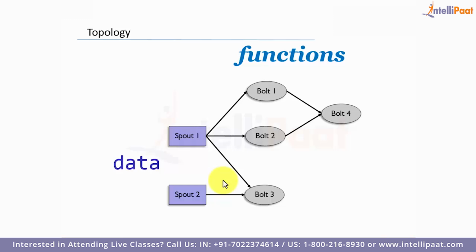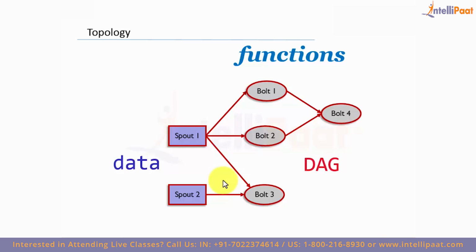We can call bolts the functions which are applied on the incoming data. The collection of spouts and bolts forms a DAG, or what we call a directed acyclic graph. A directed acyclic graph is a combination of multiple events running in serial or parallel as the business logic demands it to be. Also, multiple modules from this particular DAG can be connected to each other to satisfy the business need.